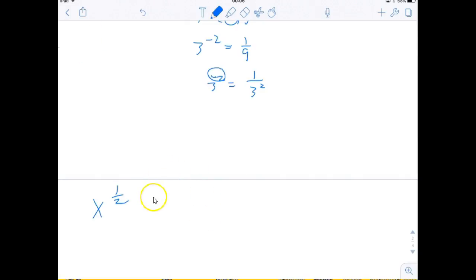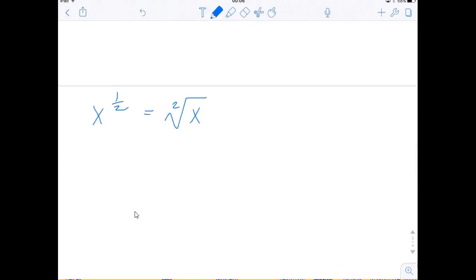Okay. One last definition. X to the half turns out to be the square root of x. Okay? And let me show you why that's true. If I have x to the half, and I multiply it times x to the half, then the result should be, using the product rule, 1/2 plus 1/2 is 1. So that would be equal to x to the first.